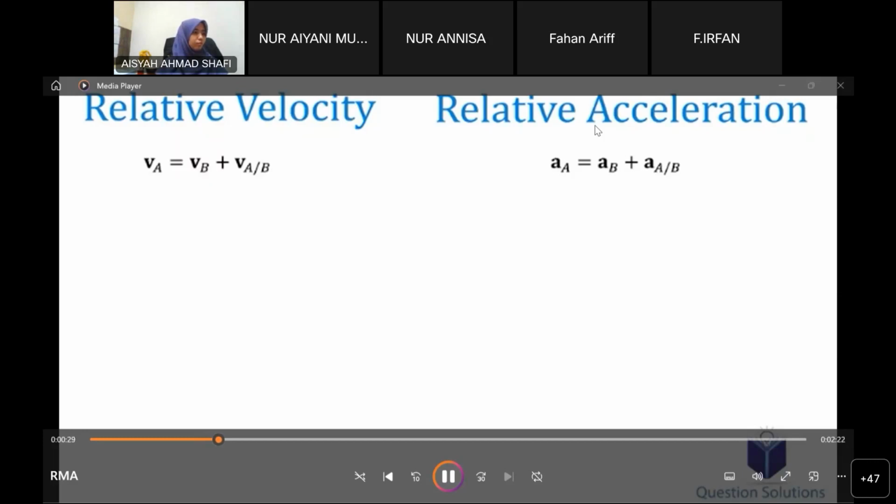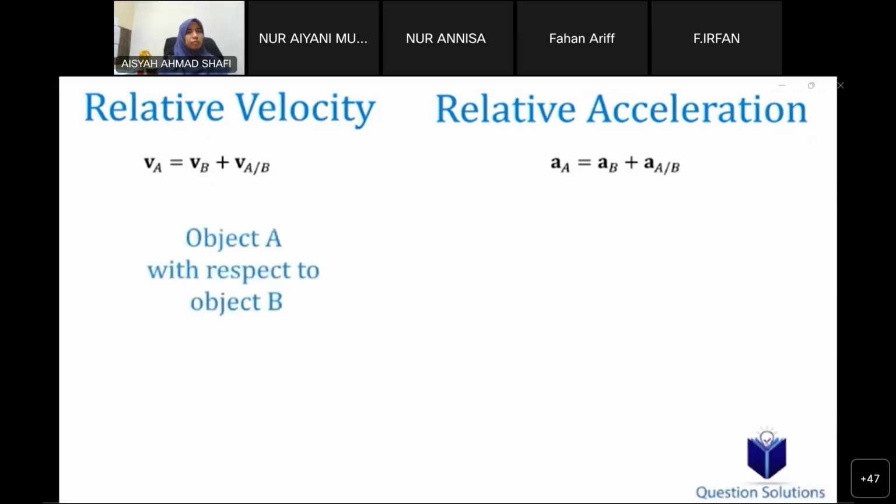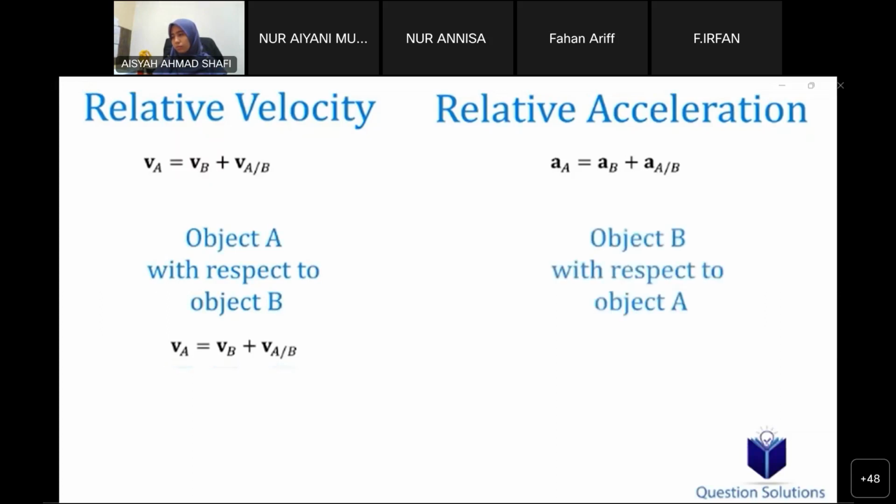If a question says you want to find the velocity of object A with respect to B, then the equation will be written like this. So VA comes first, then VB, and then it's A over B. Now if the question says they want to find the velocity of object B with respect to A, we write it like this. In this case, B comes first, then A, and then it's B over A. It's important to make sure you get this right and write it properly depending on what the question is asking for, or you will end up with the wrong answers. The same goes for acceleration.